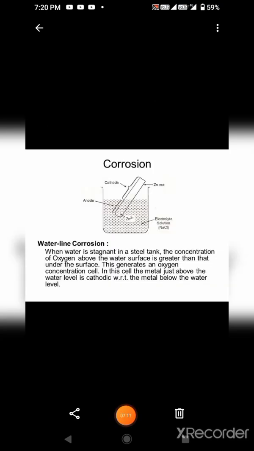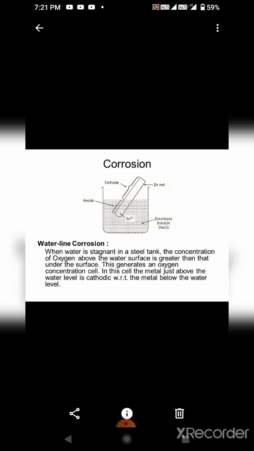So our next type of corrosion is waterline corrosion. This is the corrosion just below the water level, which takes place due to the establishment of an oxygen concentration cell. Waterline corrosion means the corrosion will take place just below the water level. Above the water level the oxygen concentration will be more, but below the water level the oxygen concentration will be less, so the corrosion will take place below the water level.